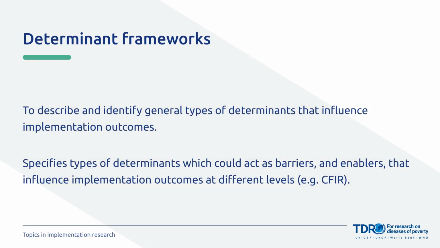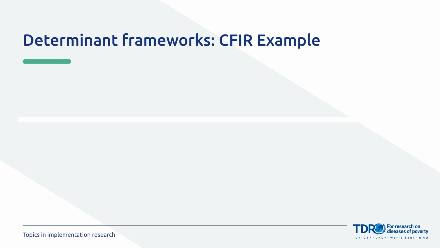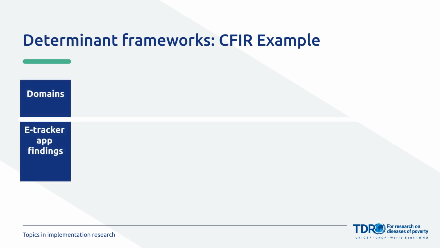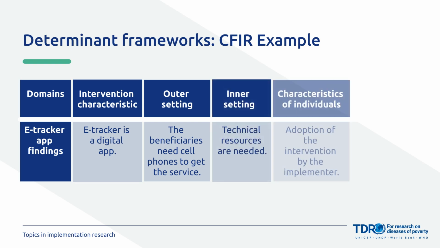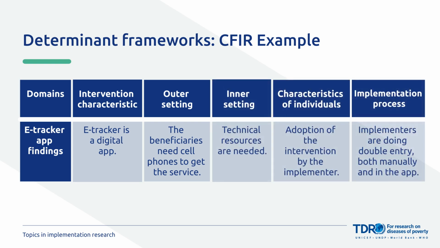The determinant framework is used to describe and identify general types of determinants that influence implementation outcomes. It also specifies types of determinants which could act as barriers and facilitators that influence implementation outcomes at different levels. The consolidated framework for implementation research, mentioned earlier, is an example of a determinant framework. It has 5 domains: intervention characteristic, outer setting, inner setting, characteristics of individuals, and process for organizing factors that may facilitate or hinder the effective implementation of an evidence-informed intervention.